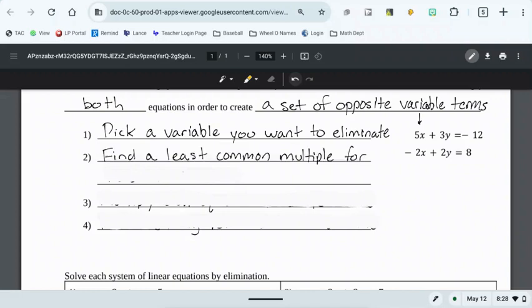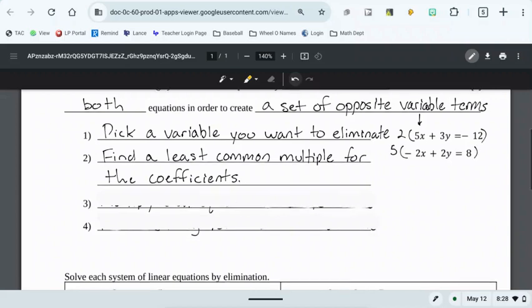Step two, find a least common multiple for the coefficients. The least common multiple for 5 and 2 is 10. So we're going to have to multiply the top equation by 2 and the bottom equation by 5, and we will get our opposites. Multiply each equation and add to eliminate. So we have to distribute in for both of them.